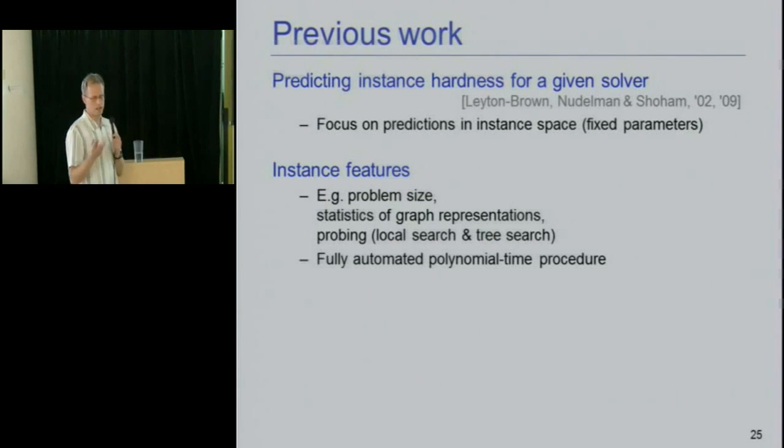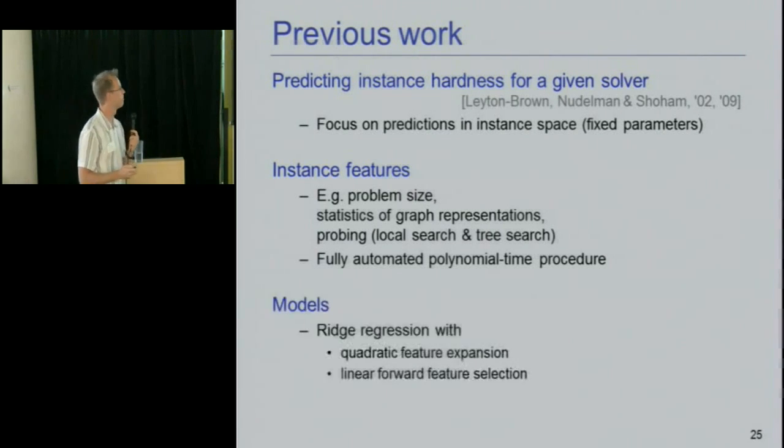In machine learning, these are called landmarking algorithms. And so you can quickly gather some characteristics about the instance. And these are all polynomial time procedures that you run, and it's fully automated. Takes a few seconds typically, if the instance is not too huge, to get some knowledge about the instance.